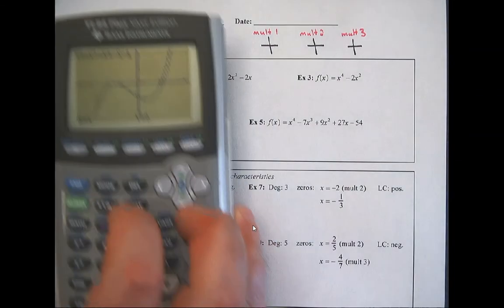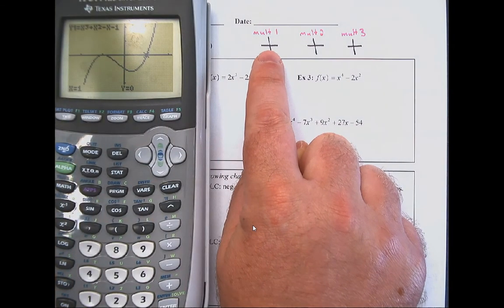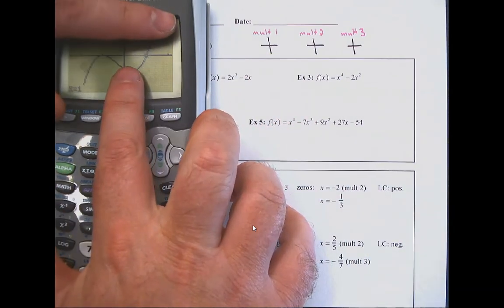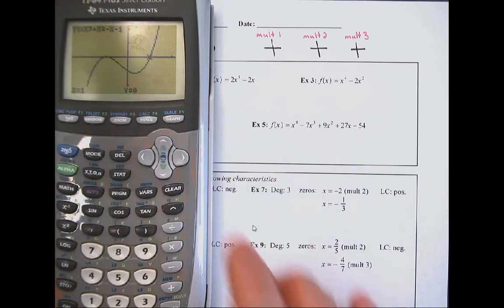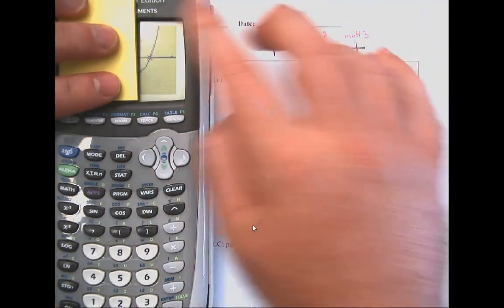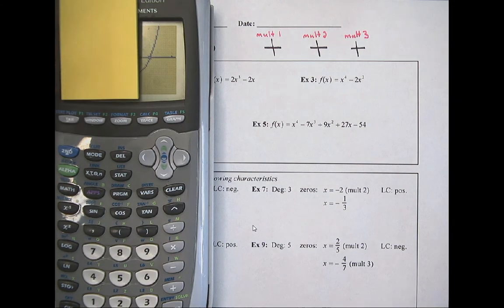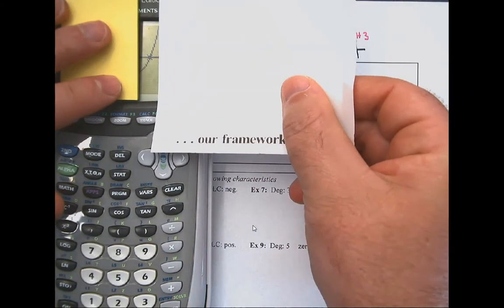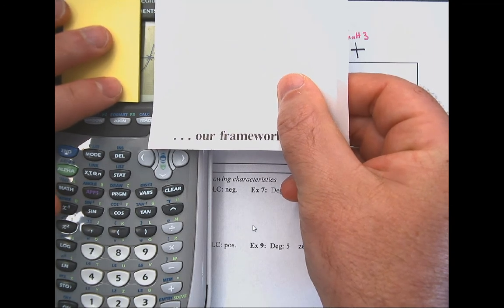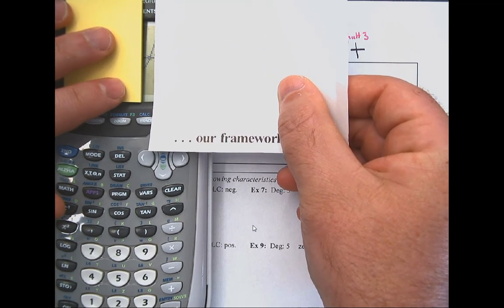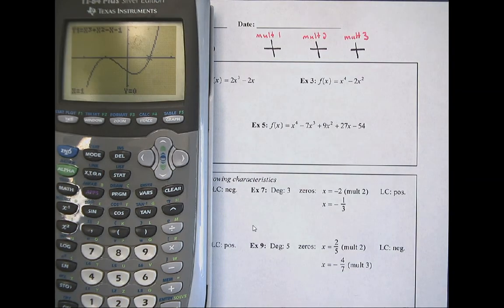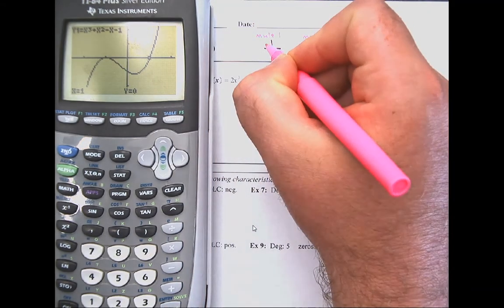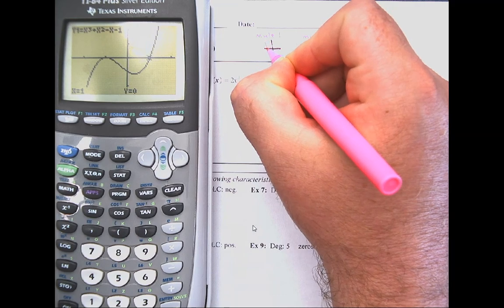A mult 1 looks like this as it hits the graph. In other words, if I just zoomed into this little part of the graph and covered up everything else, what does that basically look like? If I just covered up this much of the graph, that basically looks like a line. That's how I know that that's mult 1. Because if I have an equation like 2x plus 3, that's a linear graph. That's a line. So a mult 1 is when your graph just busts through.